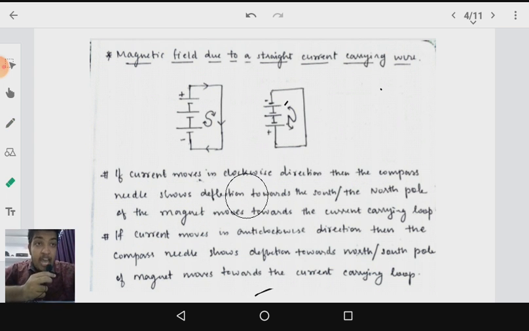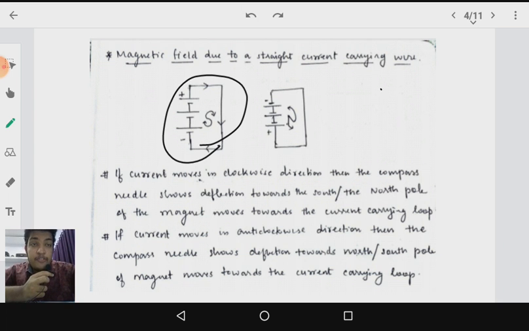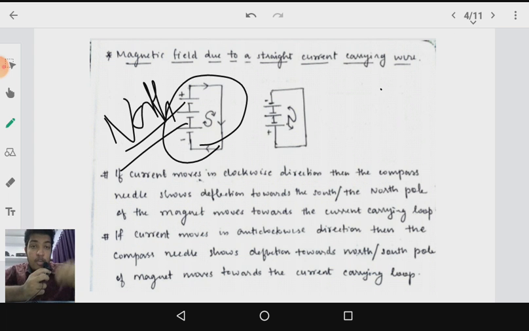So if the current is flowing in the anti-clockwise direction, then we can say that the magnetic needle is deflecting towards the north side, or we can say that the south pole of the magnet is moving towards the current carrying loop. What is the meaning of that? Here if it is showing deflection towards the south side, that means this loop is going to act as the north pole of the magnet. Always remember that. If current is flowing in the clockwise direction, then that particular loop is going to act like the north pole of the magnet. That is why the compass needle is deflecting towards the south side.